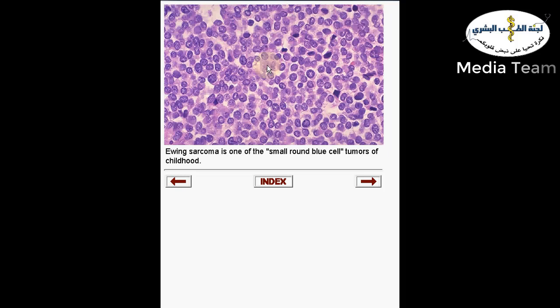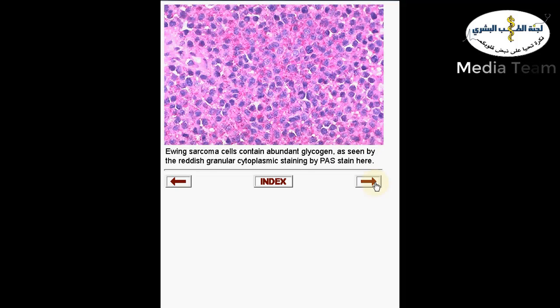The other hint here that this is Ewing sarcoma, if you look carefully at the cytoplasm, it's clear. It's a white and clear cytoplasm. Why clear? Because these tumors have deposition of glycogen inside the cytoplasm. How can we highlight it? We have a special stain that can stain glycogen. In this picture, it is the periodic acid Schiff stain.